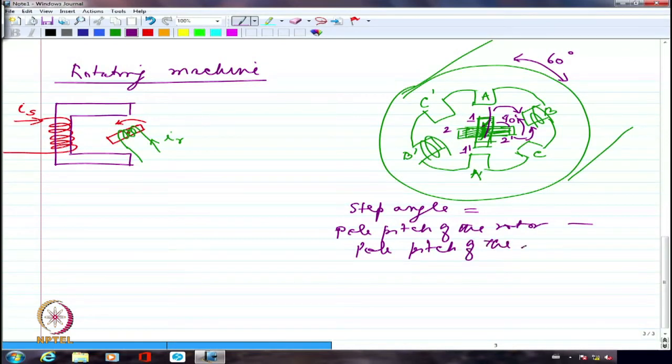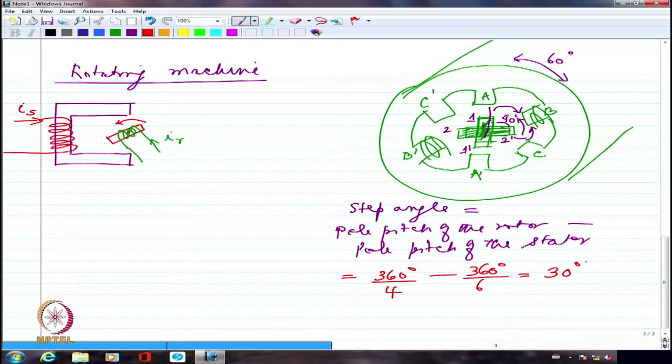The pole pitch of the rotor is 360 degrees divided by 4, because there are 4 poles. And the stator is 360 degrees divided by 6. So I'm going to get 90 minus 60, which is 30 degrees. So for every step, I will basically get 30 degree motion.